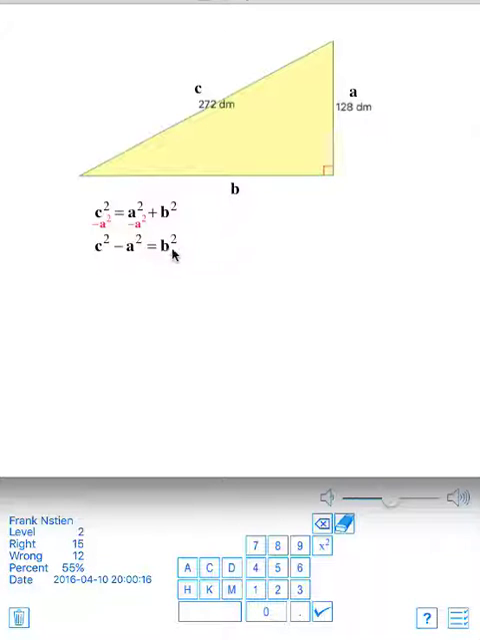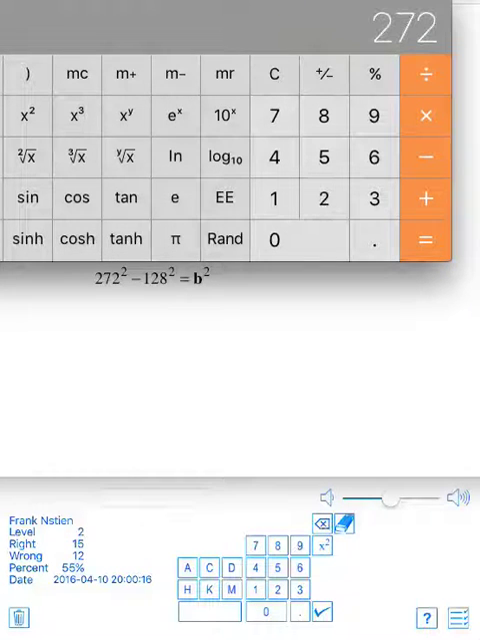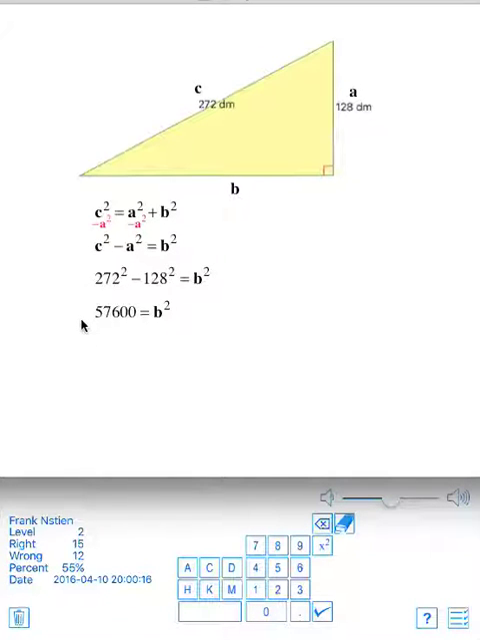All right, now we're going to fill in what we know. So I'm going to replace the c with 272 decimeters and the a with 128. All right, so I have 272 squared take away 128 squared is equal to b squared. And it's handy dandy calculator time. 272 squared take away 128 squared is equal to 57,600.